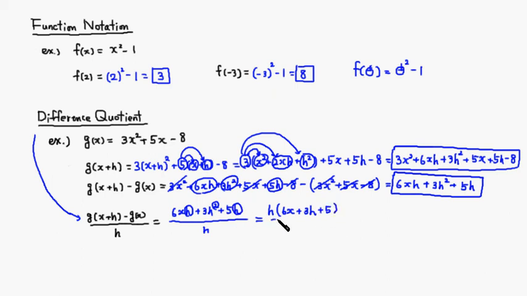Then we're going to divide by h. h divided by h is 1, so we can cancel those out. What's left is quite nice and simple: 6x plus 3h plus 5. So that's the simplified difference quotient. That's it. So this is the function notation. I hope that this was clear.